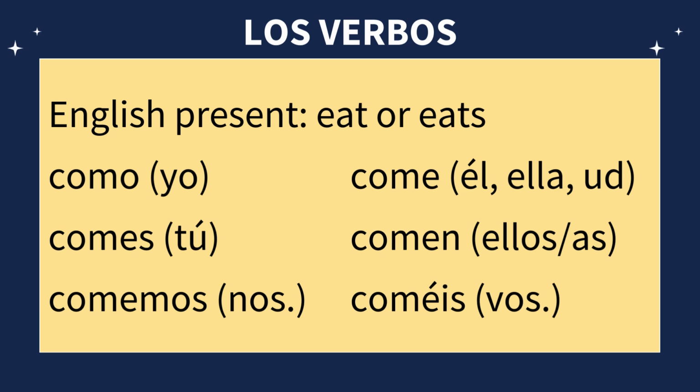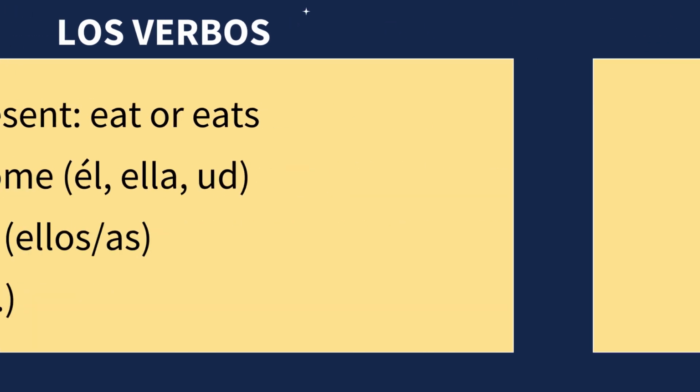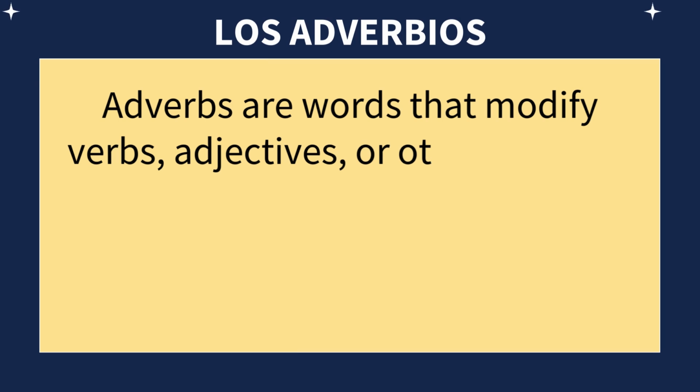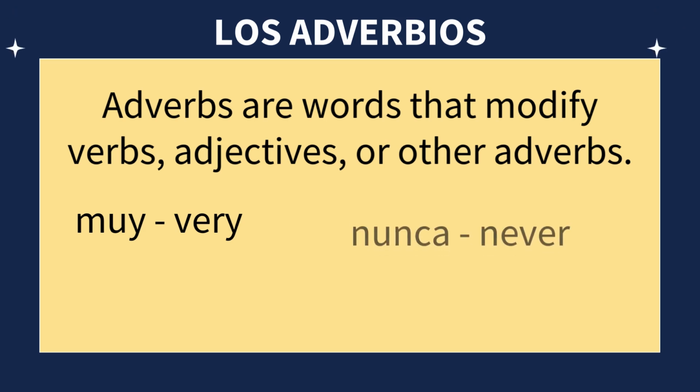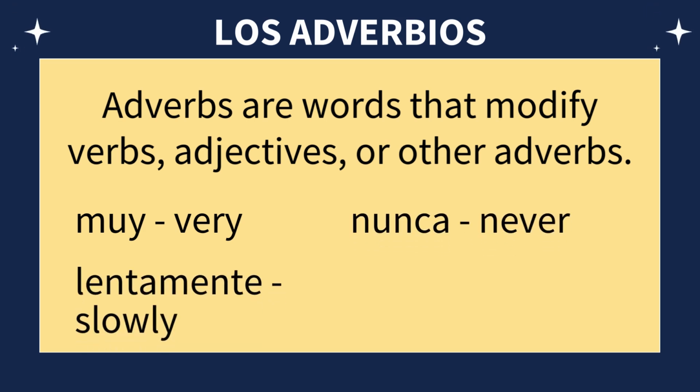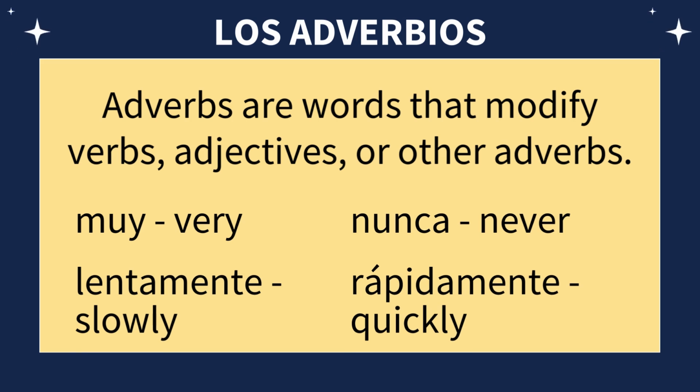Spanish also has a subjunctive mood, and it's something that we don't use in English. It is used to express doubt, emotion, or hypothetical situations. All right, we next have adverbs, los adverbios. These are words that modify verbs, adjectives, or other adverbs. For example, muy, very, nunca, never, lentamente, slowly, rápidamente, quickly. Sentences in Spanish are more flexible than in English. Adverbs can go at the beginning, in the middle, or at the end of a sentence. And it happens in English as well, but Spanish can sometimes get confusing about placement.